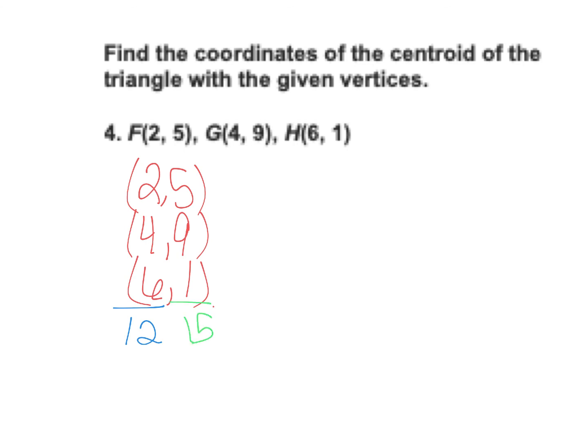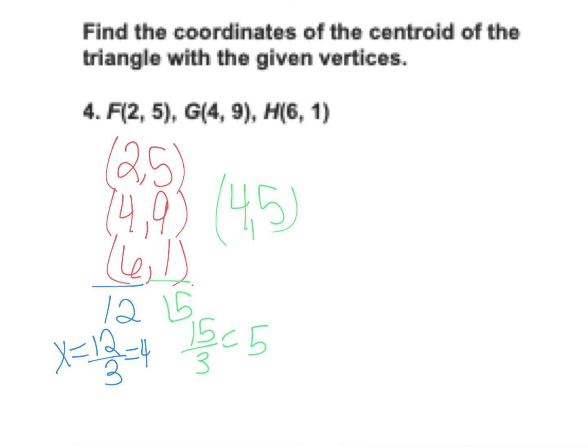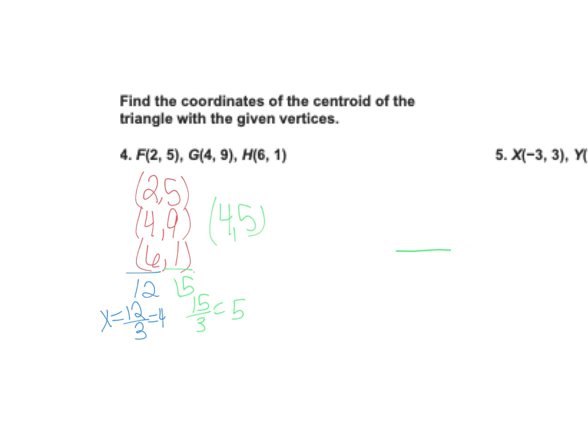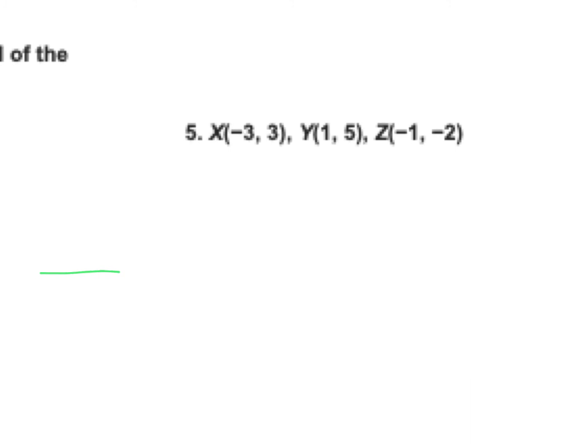So my x value is the average, so I'm going to take 12 divided by 3, which is 4, and my y value is 15 divided by 3, which is 5. So again, it's going to be 4, 5. Those are nice, easy numbers to work with. Sometimes you want something easy that'll divide by 3. And so then if I move over here, why don't you go ahead, pause the video, figure out the ordered pair of the centroid, and then check back.